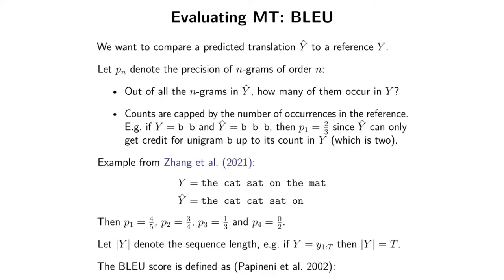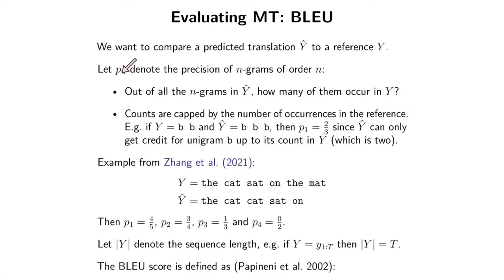Okay, this means that out of the n-grams, let's do bigrams. Out of all the bigrams that I have in y hat, how many of those bigrams occur in y, in my ground truth? Okay, so out of the bigrams in y hat, how many of them occur in y? And what you do is you calculate this Pn.